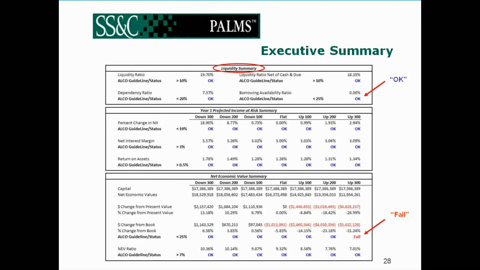And perhaps the most helpful of all of these reports is called the executive summary, which is broken into three major components: the liquidity summary, the first-year projected income at risk, followed by the projected value at risk, also known as net economic value. And as you can see here, in one quick elevator pitch slide, key management decisions can be made upon a snapshot of the health of the organization.